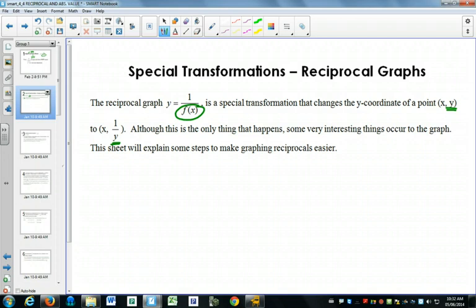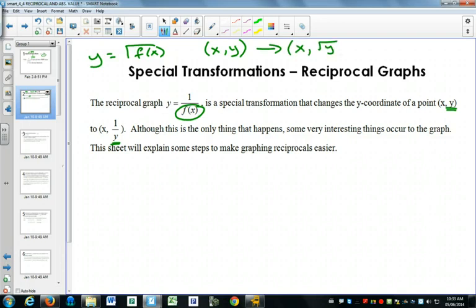Just like when you did these ones, you had a point x comma y on your original graph, and all you did was change your y coordinate to the square root of y. Same idea as that in chapter 2. And you could say we were done there, but there's a lot of interesting things that happen.